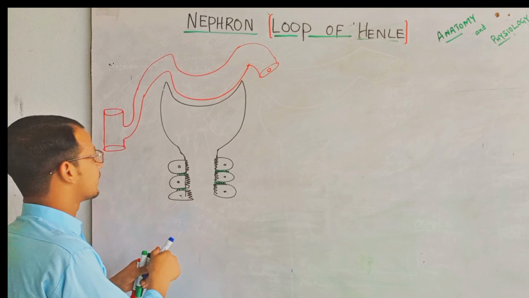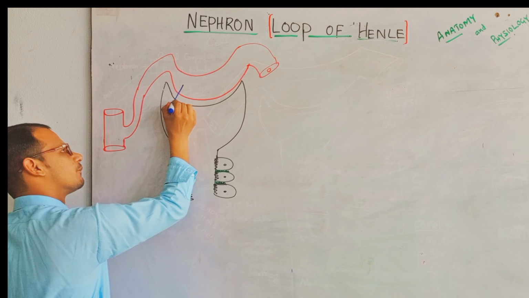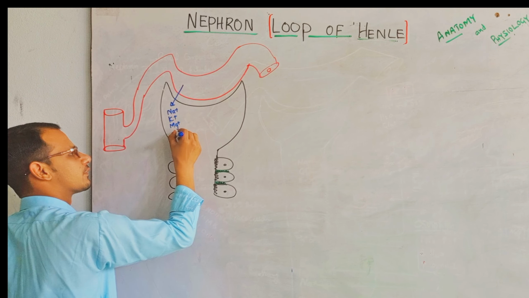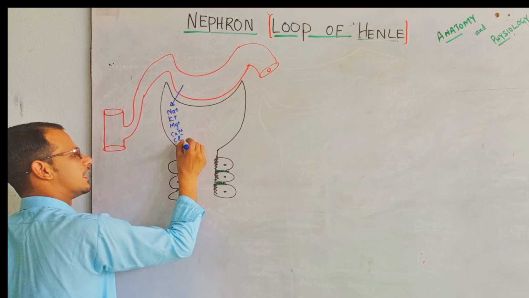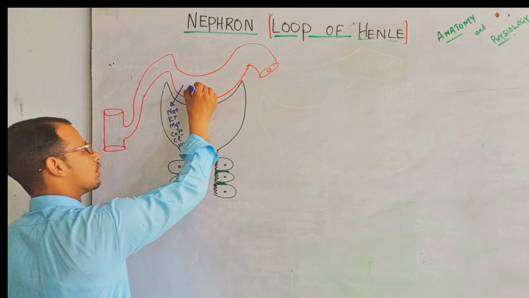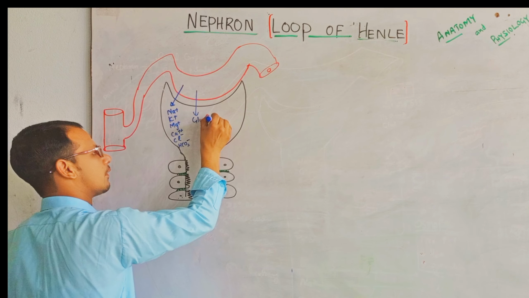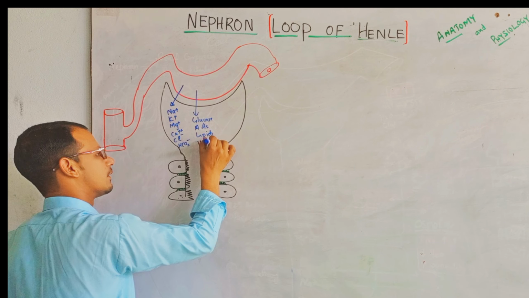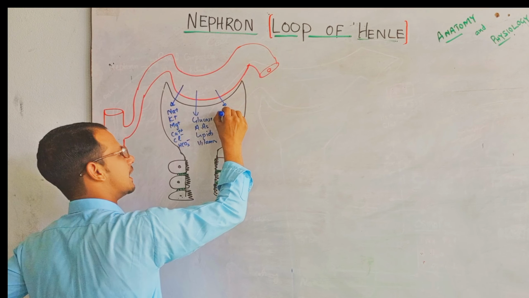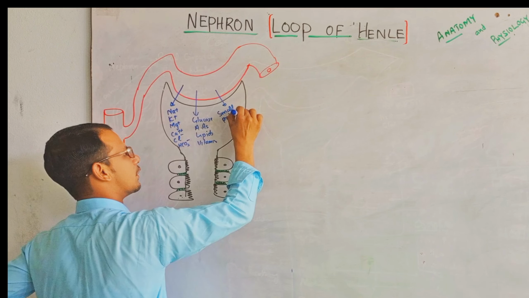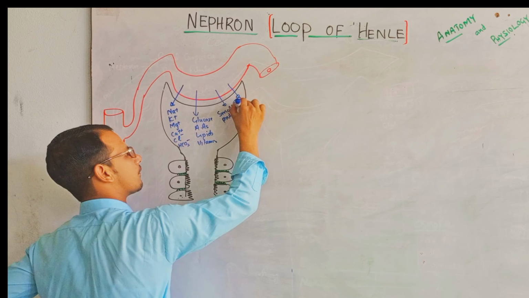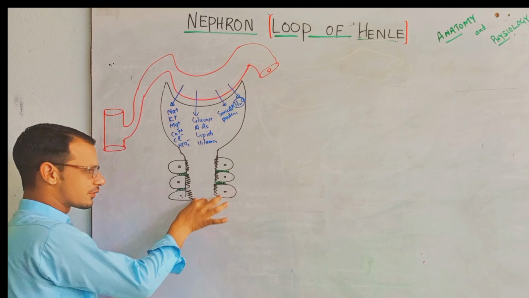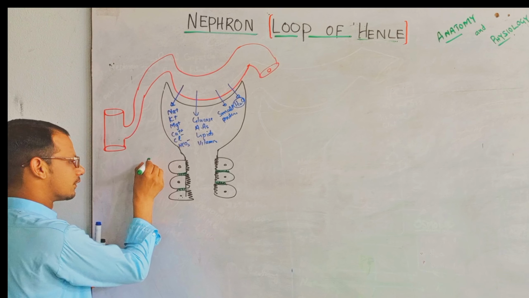Which things are filtering from here? Sodium, potassium, magnesium, calcium, chloride and bicarbonate ions. Glucose, amino acids, lipids and vitamins, small proteins and water. Right? After passing all these things, this is the proximal convoluted tubule.